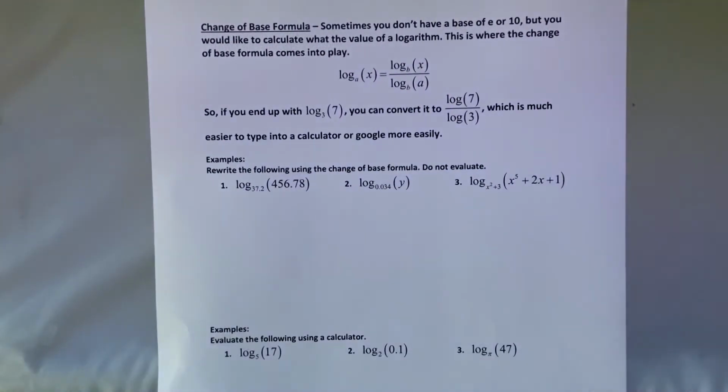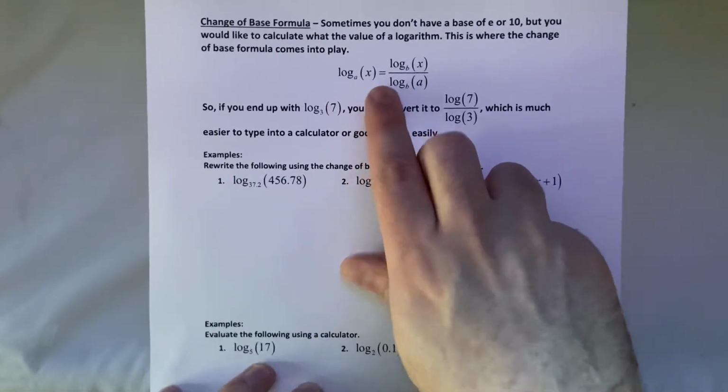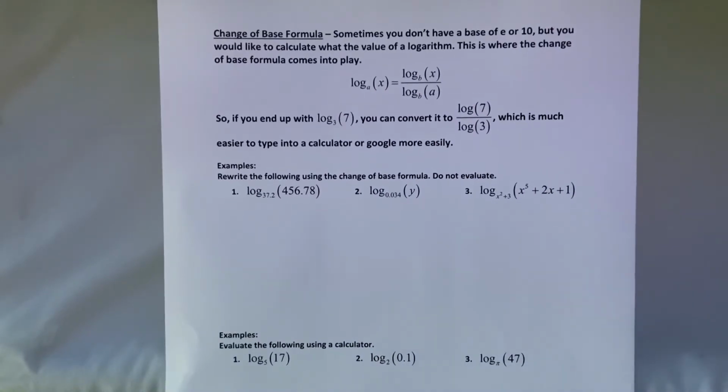We have the change of base formula. That says the log base a of x is the log base b of x divided by the log base b of a. So you can change the base and use your old base and what's inside your logarithm as the new form. So if you have log base 3 of 7, obviously 7 is not an even power of 3. You can change it to the log of 7 over the log of 3, so log base 10 of 7 over log base 10 of 3, or the ln of 7 over the ln of 3. You can use either one.